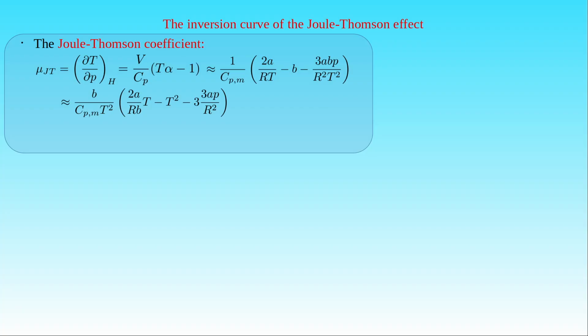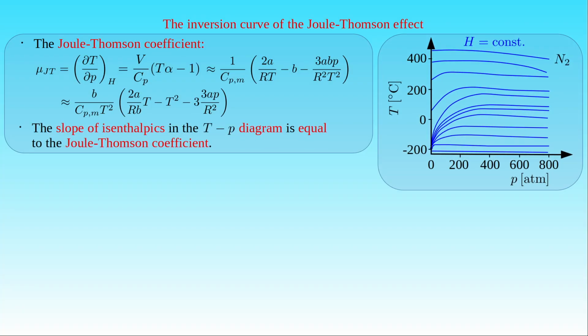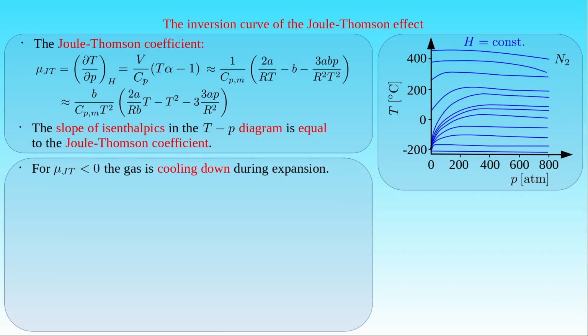By definition, the coefficient is equal to the slope of the isenthalpics in the temperature versus pressure diagram of the gas under the Joule-Thomson expansion. Here we plotted the curves representing the temperature of the gas as a function of its pressure at constant enthalpy for nitrogen. As already mentioned, the definition of the coefficient also shows that for a negative Joule-Thomson coefficient the gas is cooling down during its isenthalpic expansion. If the Joule-Thomson coefficient is positive, then the gas is warming up or reheating during its isenthalpic expansion.